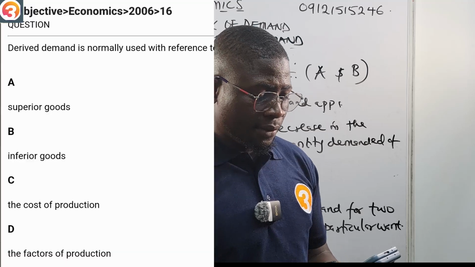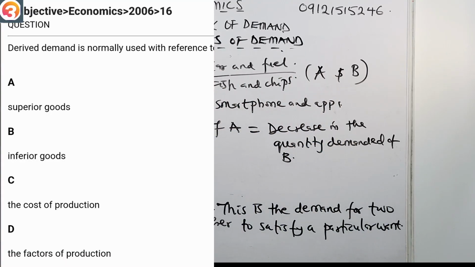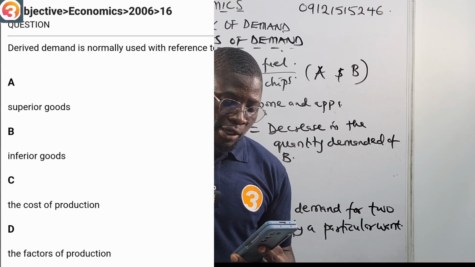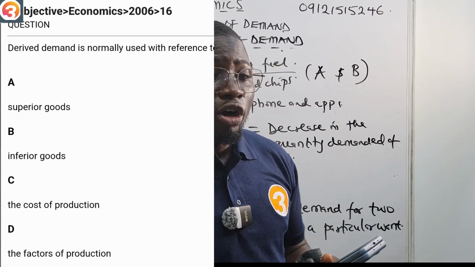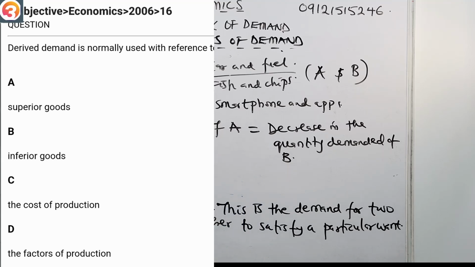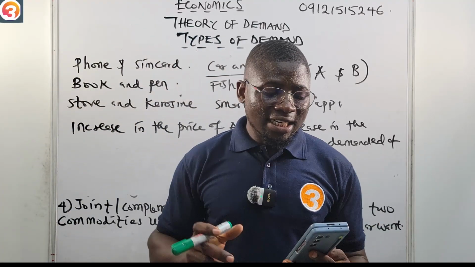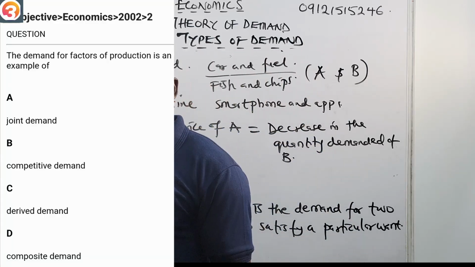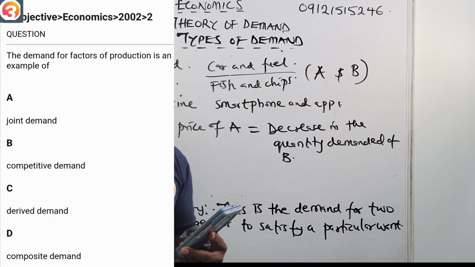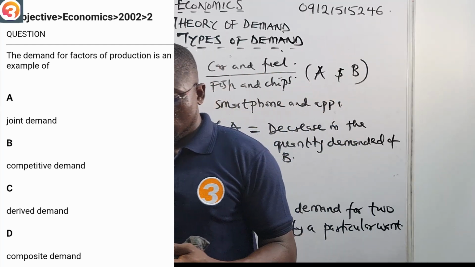2006 number 16. They say derived demand is normally used with reference to, I'm sure you already know the answer. A says superior goods, B inferior goods, C the cost of production, D the factors of production. Correct answer is the factors of production. Now, 2002 number 2, they say the demand for factors of production is an example of A joint demand, B competitive, C derived, D composite. Correct answer there is derived demand.